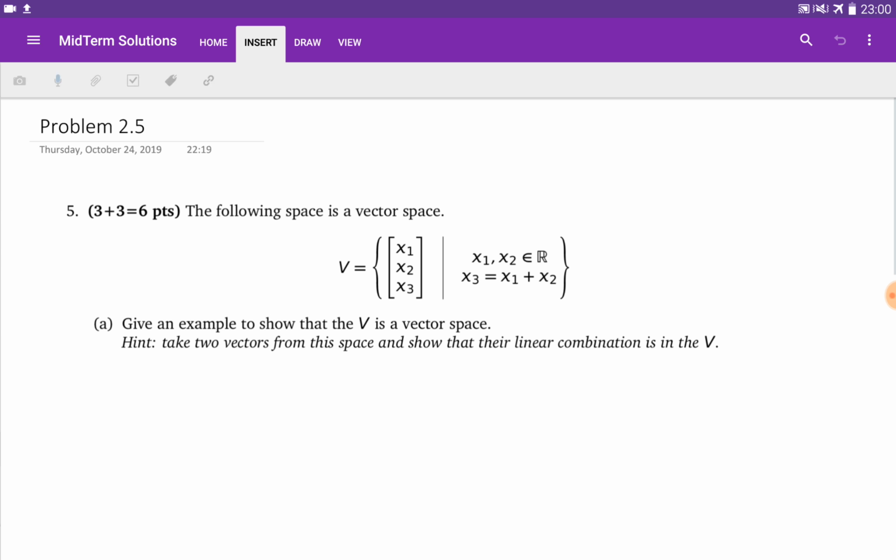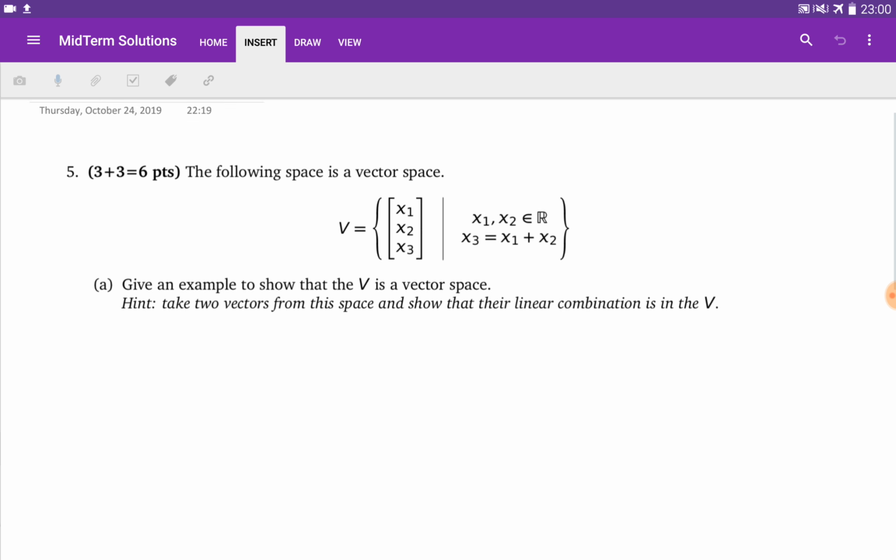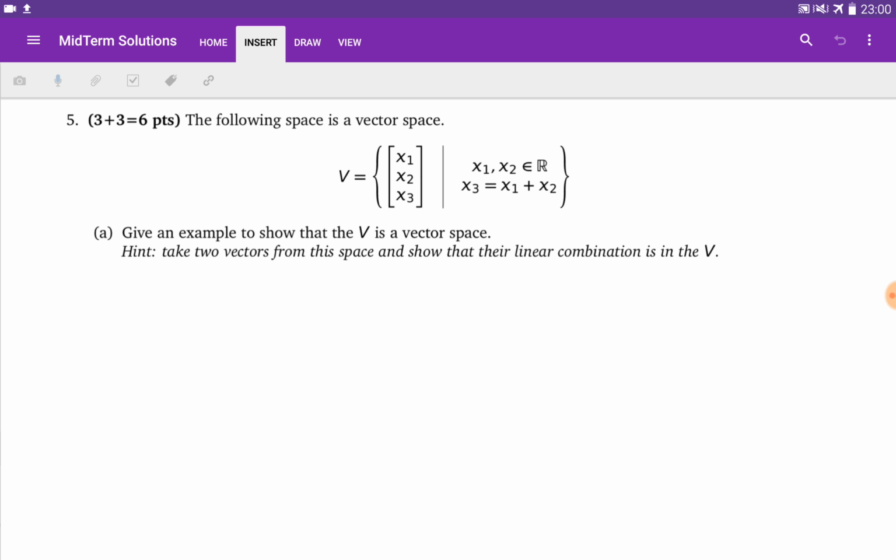The last problem of the second part is about vector spaces. So let's say we're given a space where the vectors are such that the third component is obtained by adding the first 2 components. In the first part, we just need to give an example by choosing any 2 vectors from the space.